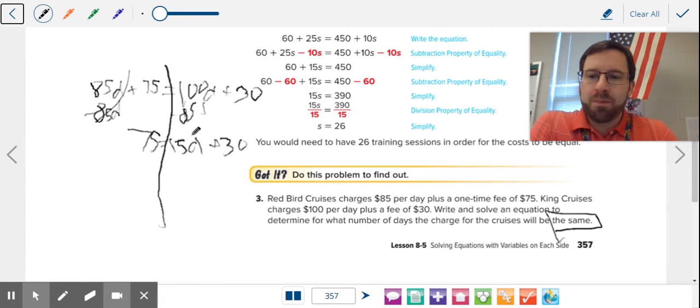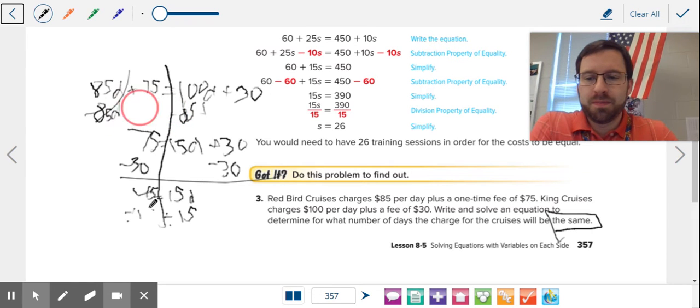All right. Now, next step, undo addition and subtraction before I undo multiplication. So undo addition with plus 30 with minus 30. So we get 45 equals 15D, and you might see the answer now. The opposite of times 15 is divide by 15. And you see D equals 3 days.